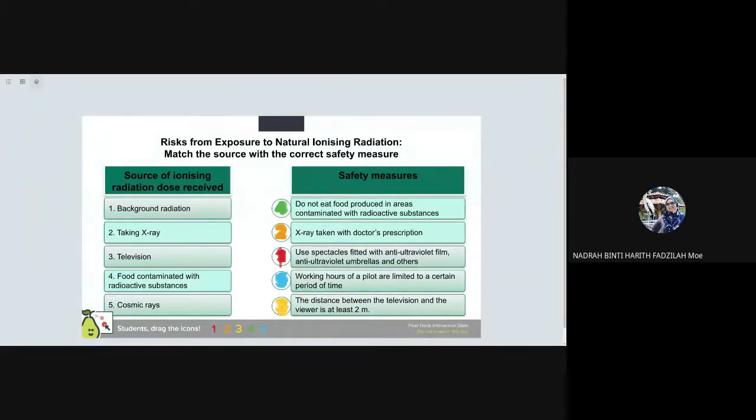And then untuk food contaminated with radioactive substances, do not eat food in areas contaminated with radioactive substances lah. Sebab as mentioned in the first video, kita ada possibility untuk ingest radioactive materials kan. So kalau kita tahu the food is grown in areas with radioactive substances, kita jangan makan lah.